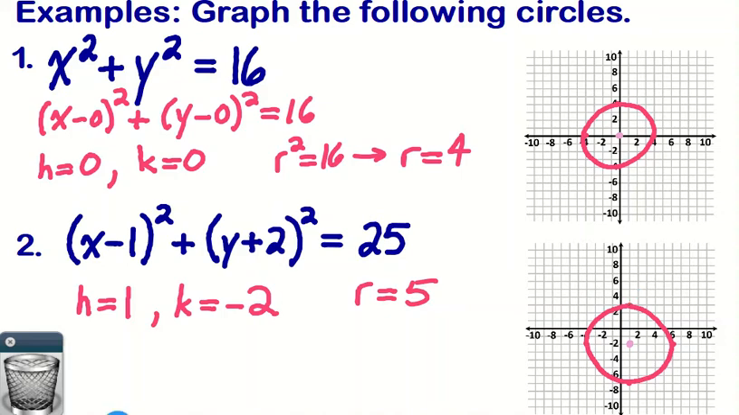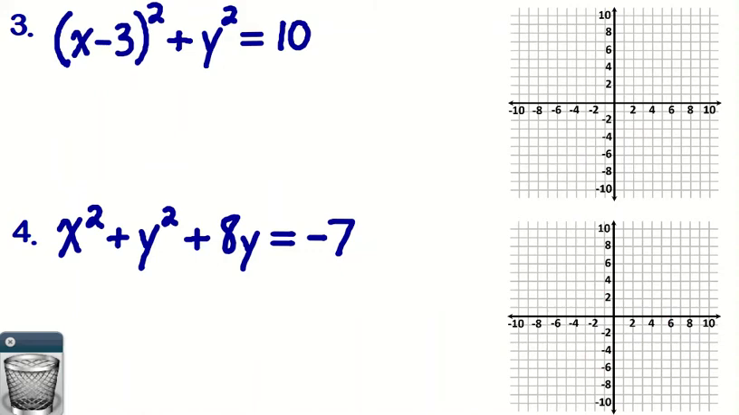How easy is that for standard form? Number 3, another one that's in standard form. So what is h? Well, h is just 3. What is k? k is 0. So that makes my center 3 comma 0.